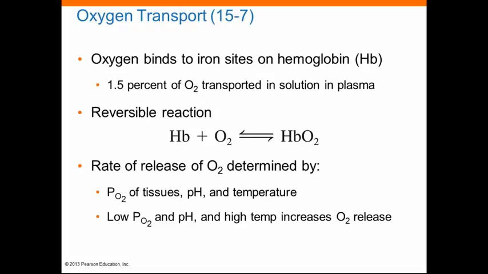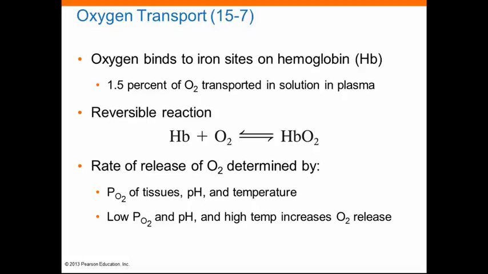So we know from previous chapters that the hemoglobin in red blood cells loosely binds to oxygen. And that is the main mode of oxygen transport in the body. However, a small amount can be transported in solution in the plasma. About 1.5% of all oxygen moves this way. So when we say that the hemoglobin loosely binds oxygen, what we mean is that it's an easily reversible reaction.